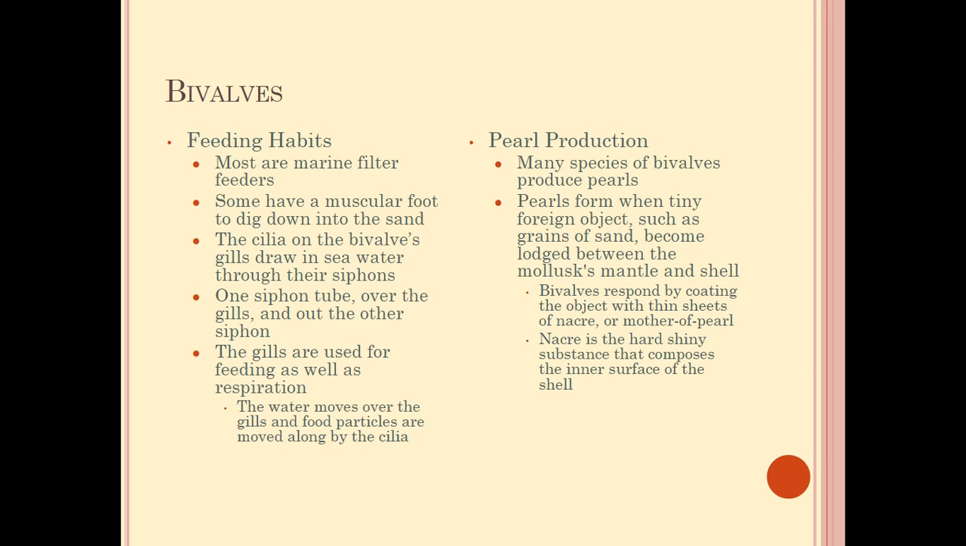One thing that's kind of cool about bivalves is they're able to produce something called a pearl. Pearls are naturally occurring. It is a defense mechanism for the mollusk to protect themselves. The nacre is a hard, shiny substance that is secreted over the foreign object to give this layering effect so that it's actually protecting the clam from the foreign object.